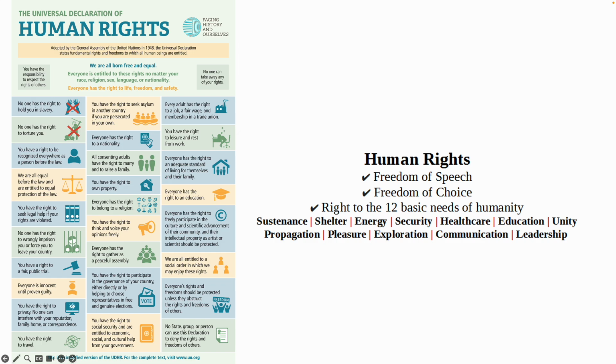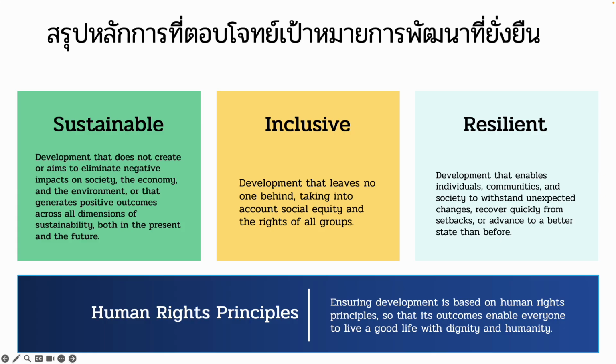So human rights is not only about the freedom of speech, of choice, or of politics, but also the rights to the basic necessities of humanity. So we are talking about how everyone should have a decent life with dignity. Just to conclude, at this point, the principles behind the sustainable development goals include sustainable development, inclusive development, resilient development, and the human rights principles. You don't need to know the 17 goals, but if you stick to these four principles, it would be quite certain that you are heading towards sustainable development.